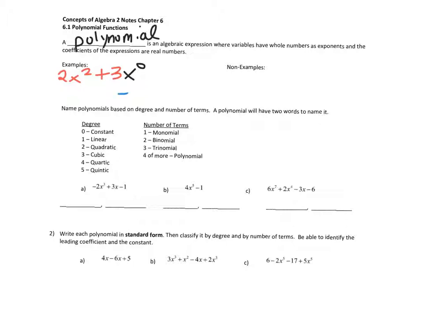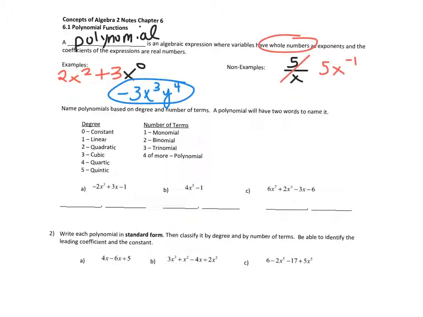Another example would be 3x cubed y to the 4th. That's actually one term. That's called a monomial. Non-examples would be like 5 divided by x. That would not be a polynomial because this is the same thing as 5x to the negative 1, and we need to have whole numbers as exponents. Another example would be 6x square root y, because the square root of y is actually y to the 1/2. That's not a whole number, so those are not polynomials.